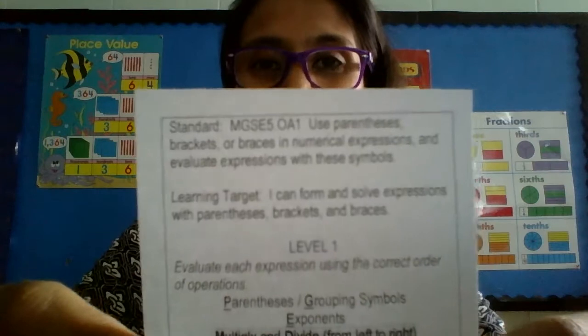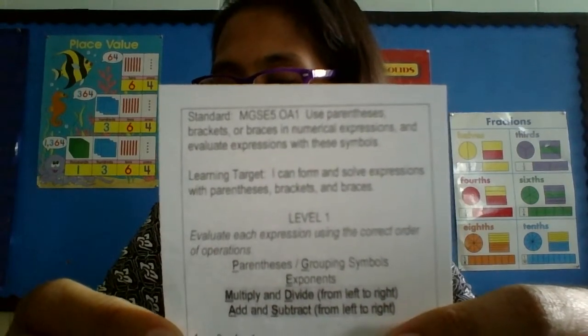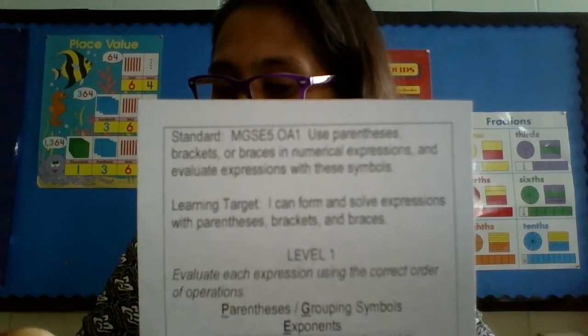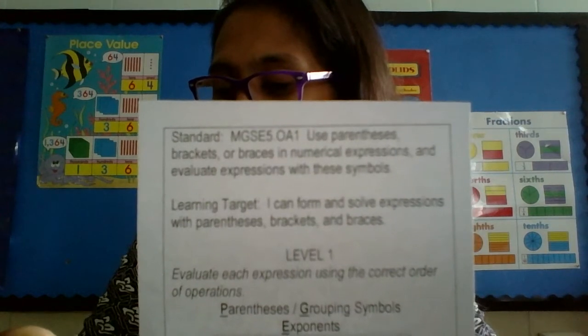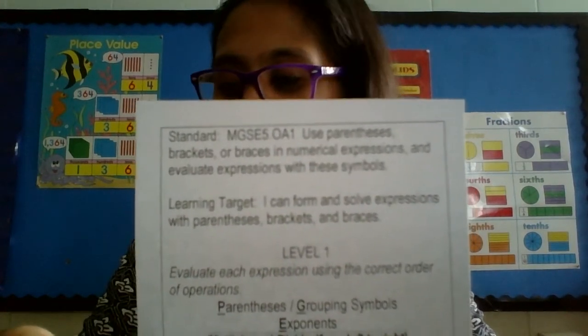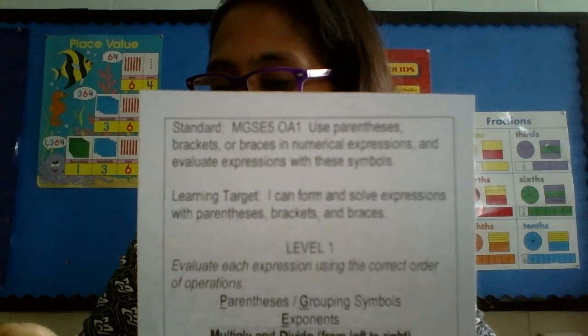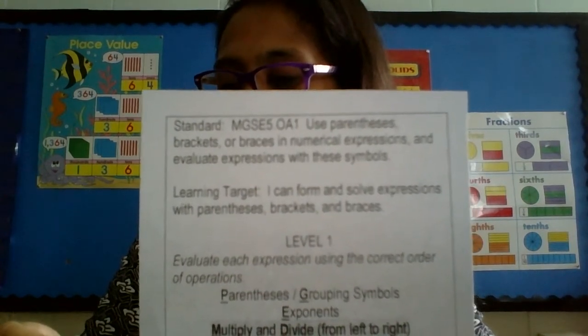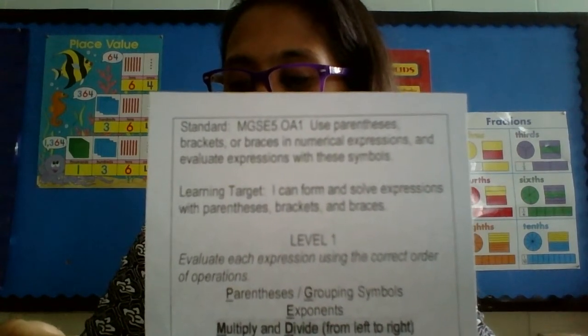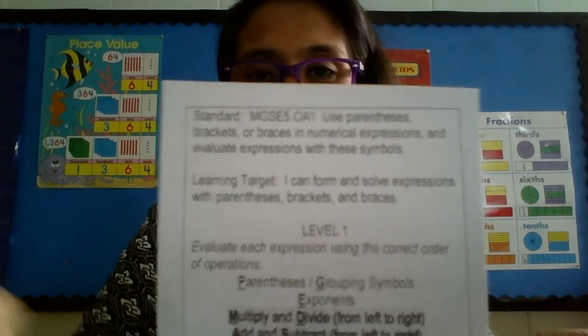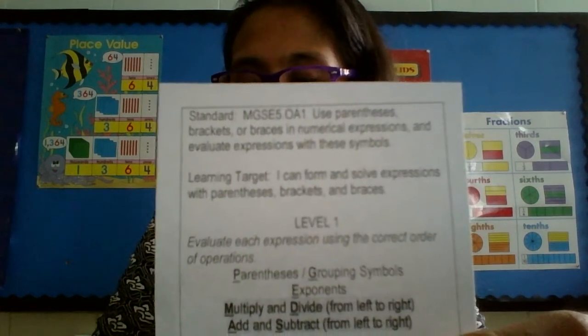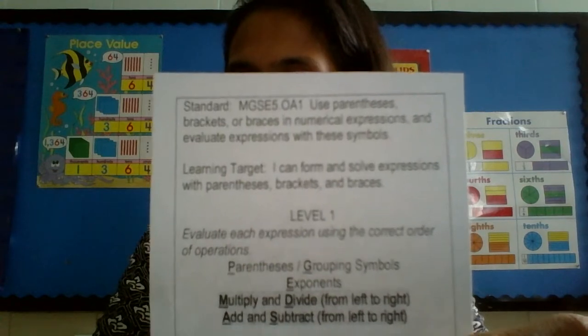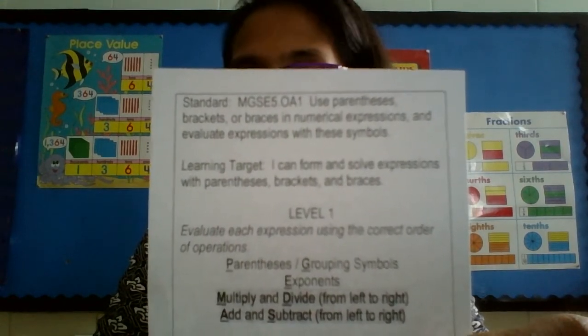All right, so let's start off. Now, I hope you can see this well. Let's start off reading the standard. The standard says MGSE 5.OA.1: use parentheses, brackets, or braces in numerical expressions, and evaluate expressions with these symbols. All right, read the learning target with me. I can form and solve expressions with parentheses, brackets, and braces.